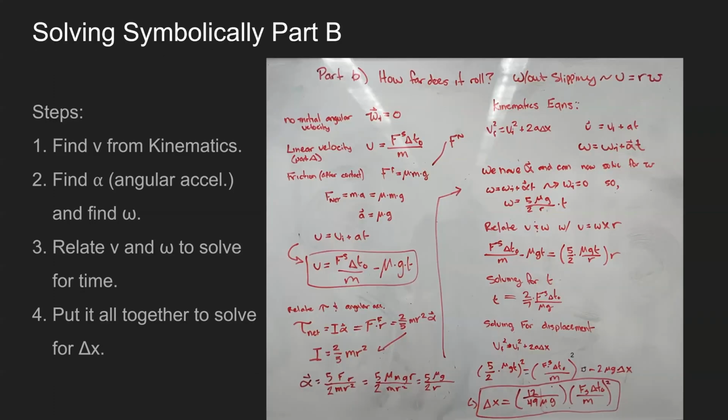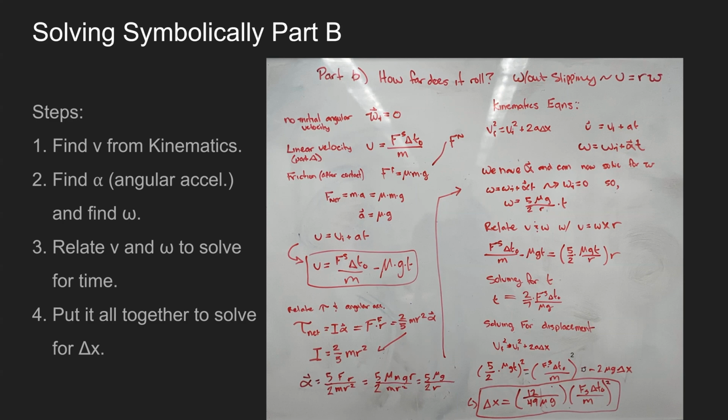Part B of this problem, we are looking at a different scenario. What if the ball was struck in the center, the cue still being parallel to the table? How far does it go? What's the change in x before it is rolling without slipping? Now here we have 4 steps. Before the 4 steps, we have a setup.